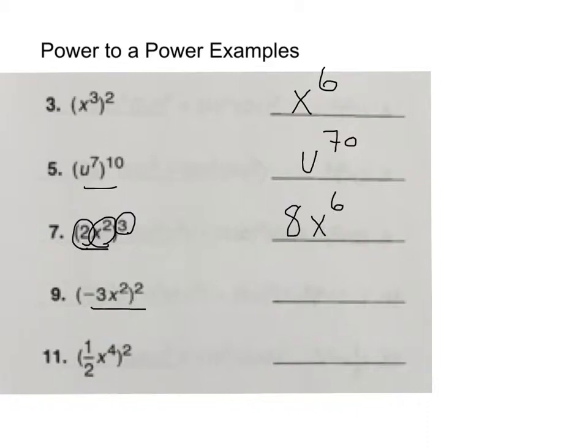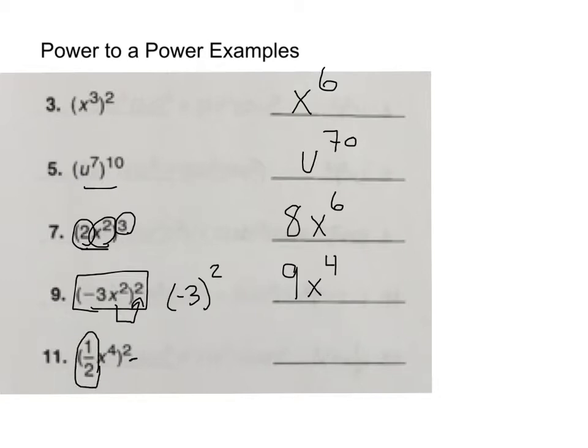Okay, let's look at this one. This one's a little harder. You've got negative 3 being squared. So what's negative 3 times negative 3? It's 9. And then you've got x squared being squared, so that'd be x to the 4th. Very good.